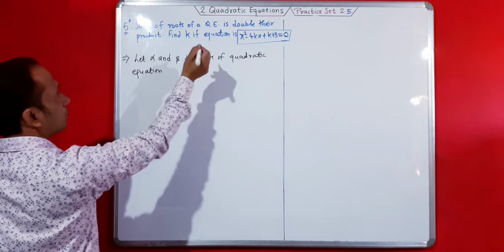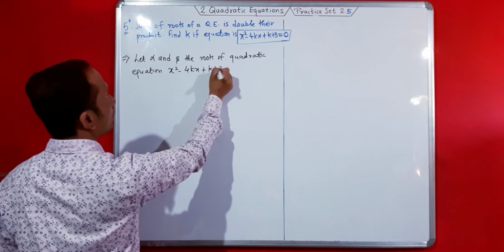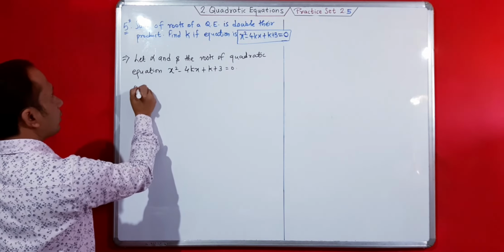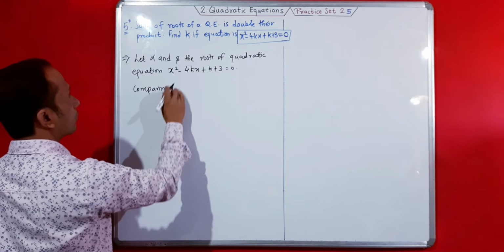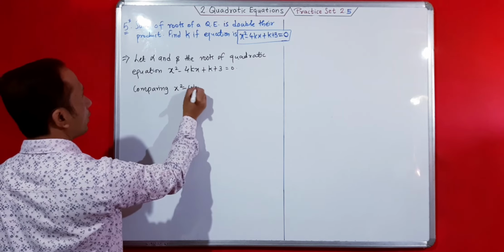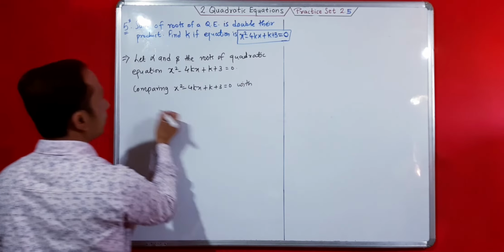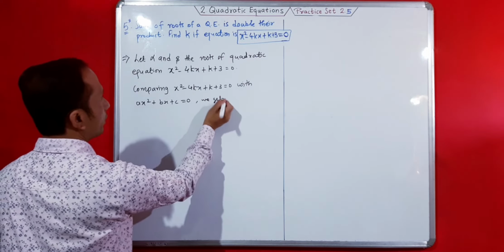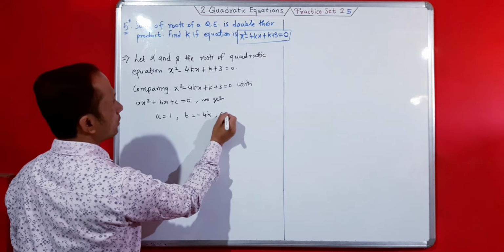What is the equation? x square minus 4kx plus k plus 3 is equal to 0. First we have to compare x square minus 4kx plus k plus 3 is equal to 0 with x square plus bx plus c is equal to 0. We get a is equal to 1, b is equal to minus 4k, and c is equal to k plus 3.